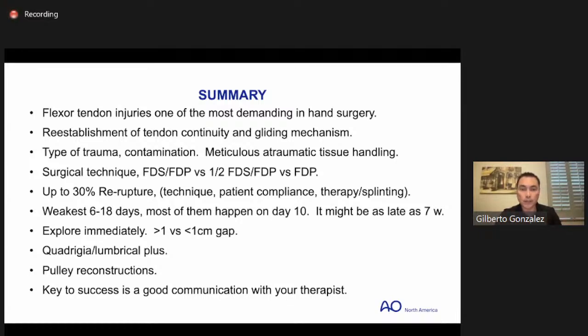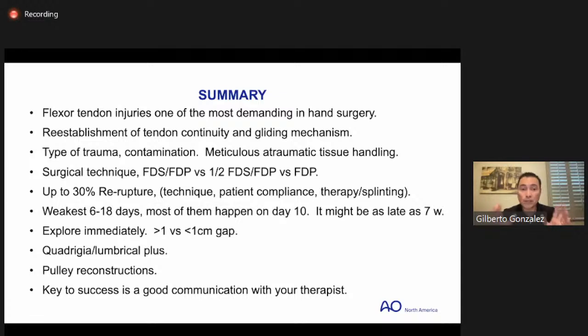In summary, the flexor tendon is a very demanding pattern in hand surgery. It is important not only to reestablish the tendon continuity by the gliding mechanism. It involves the type of trauma, contamination, other structures involved. When we repair our tendons, we have to be thinking, I'm going to repair FDS and FDP, half of FDS, half of the FDP, or just FDP. Up to 30% of rupture can be present.